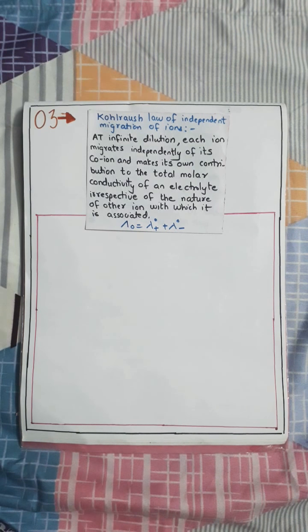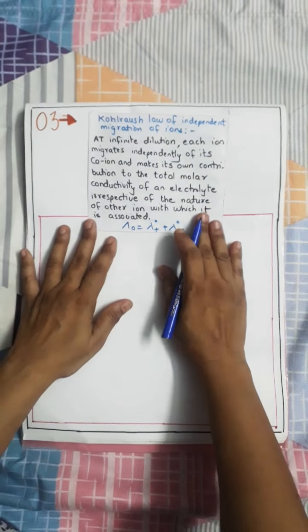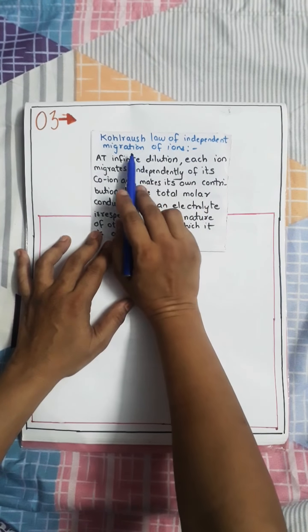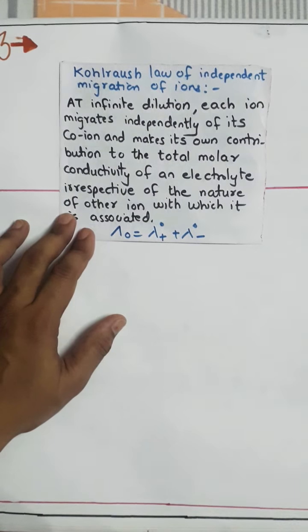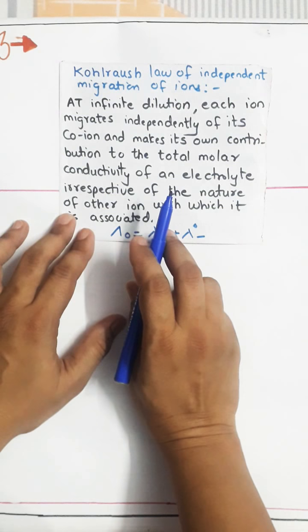Students, we all know that in case of electrolysis, the oppositely charged ions are moving towards the electrodes, or I should say, ions are moving towards the oppositely charged electrodes. Based on that, we are going to study today the Kohlrausch law of independent migration of ions.